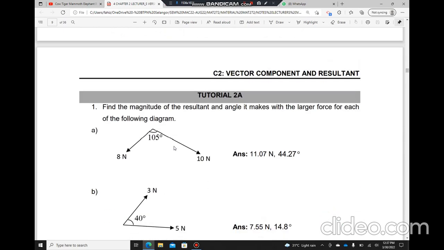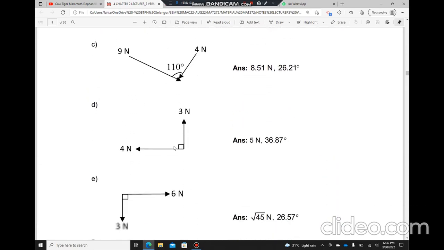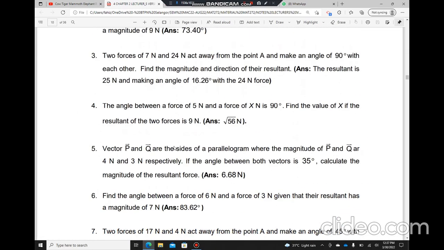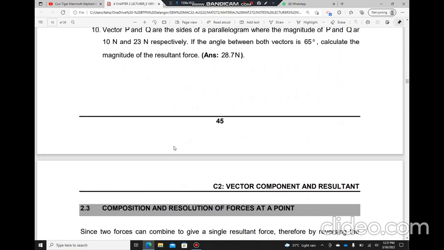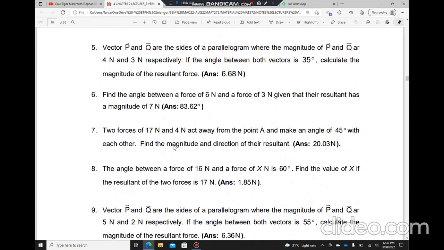Okay, so then you can complete tutorial 2A. So ada beberapa soalan dengan answer. Okay, so this one for resultant force.